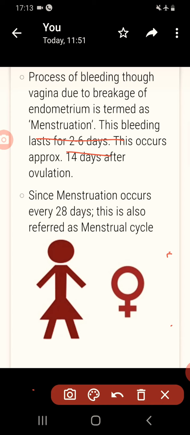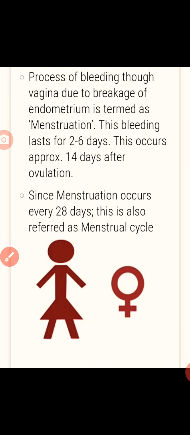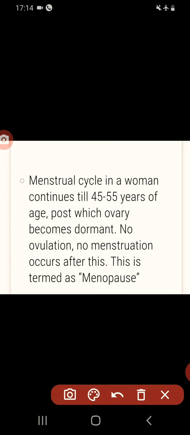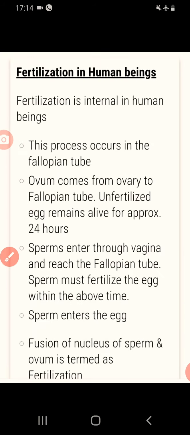Since menstruation occurs every 28 days, it is also referred to as a cycle, so we also call it the menstrual cycle. The menstrual cycle in women continues till 45 to 55 years of age. Afterwards no formation of ovum takes place, and this stage is known as menopause.